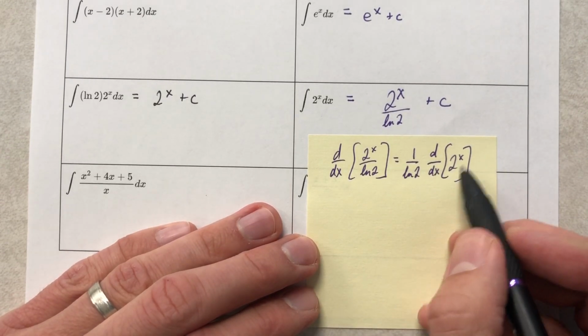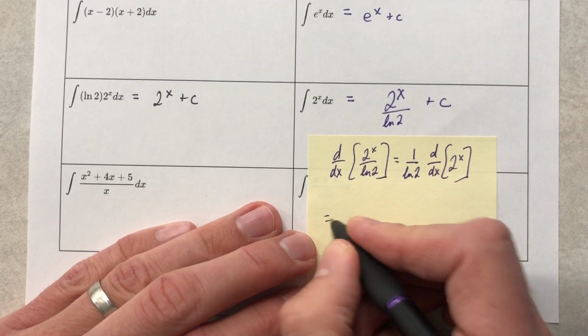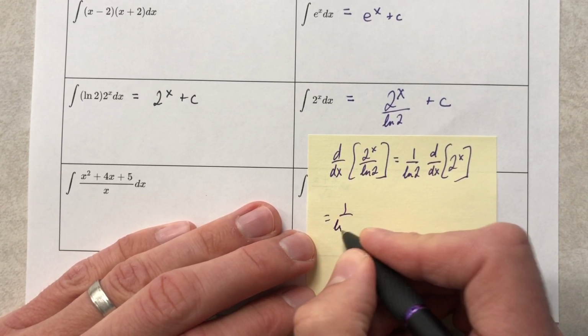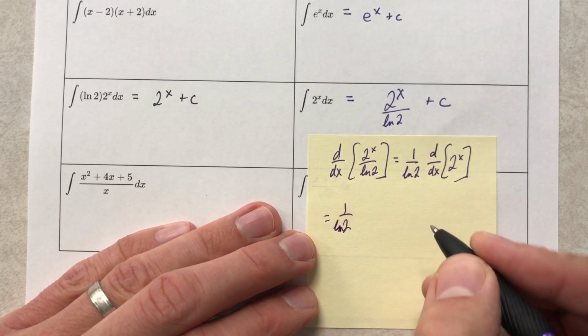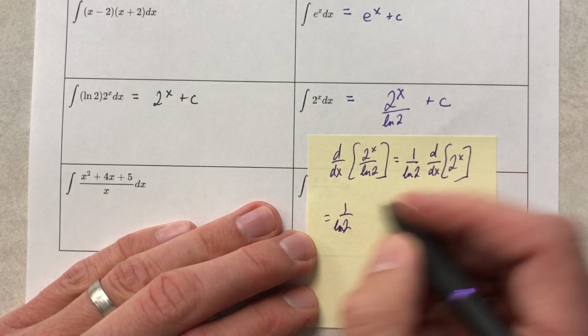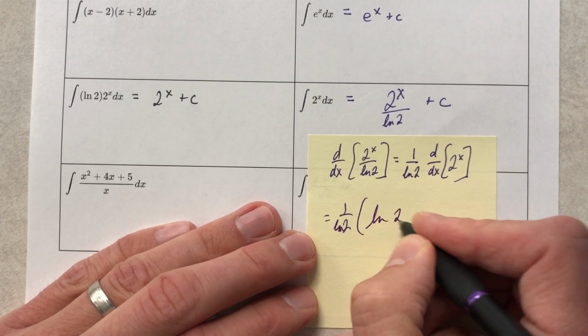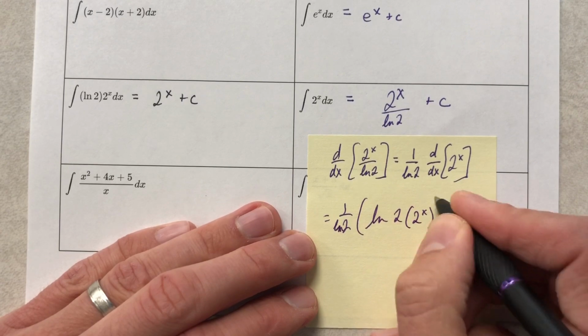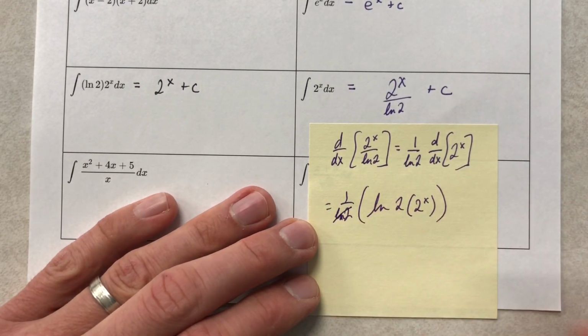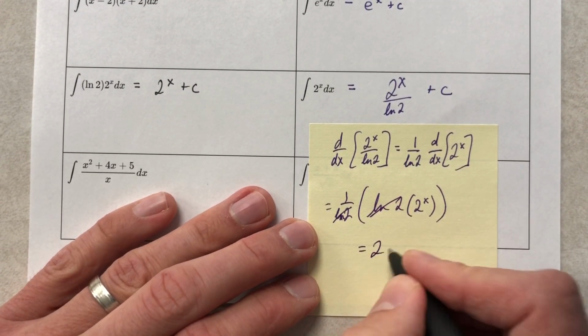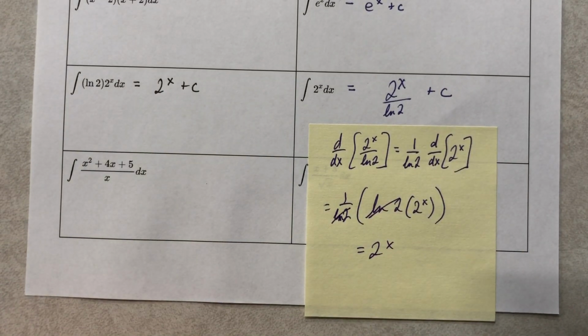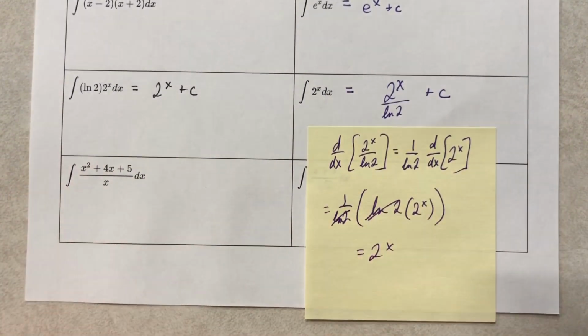So the derivative of 2 to the x, we've been through this a couple times already. First of all, I still have that 1 over the natural log of 2. And then I have the derivative of 2 to the x, which is natural log of 2 times 2 to the x. Natural log of 2 in the denominator cancels with the natural log of 2 in the numerator, and it leaves me with 2 to the x. So it works. The derivative of this is that.